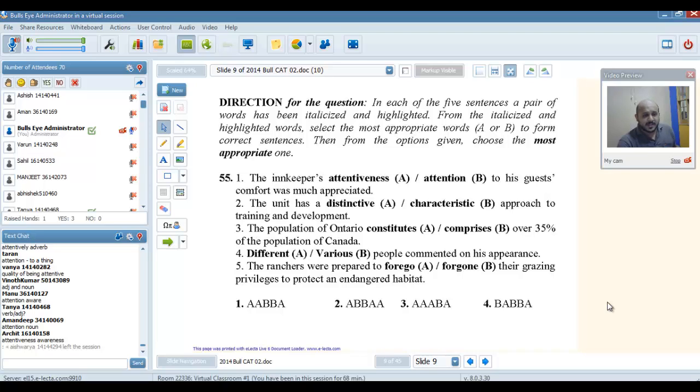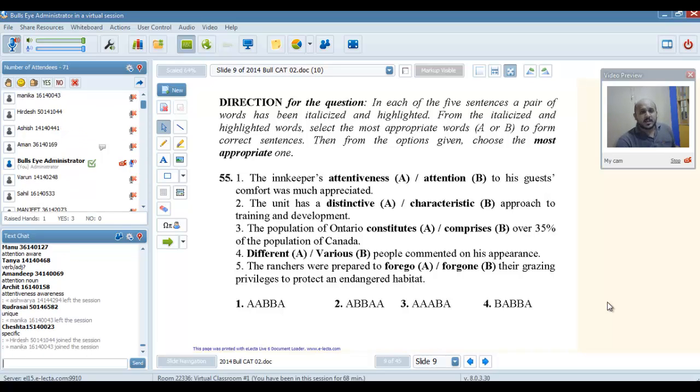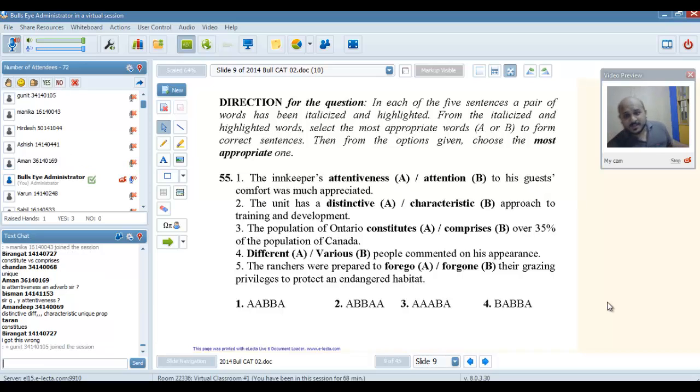Distinctive, when I use the word distinctive, I want to imply that it is different from others. Characteristic just tells me that it has some property, does not imply it is unique. So it's a simple one. This one is simple. The third one is the difficult one. Absolutely, Birangat. The population of Ontario constitutes / comprises over 35% of the population of Canada. This is the tough one.